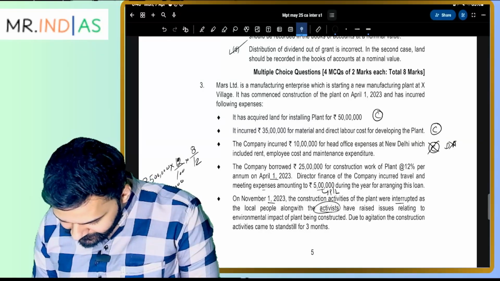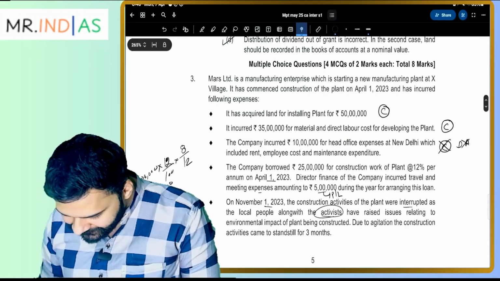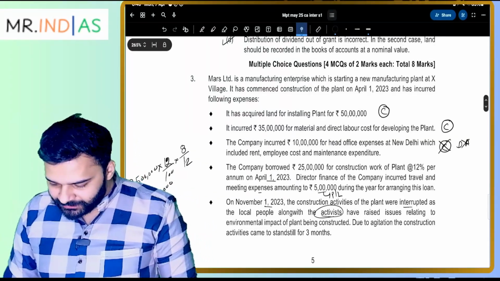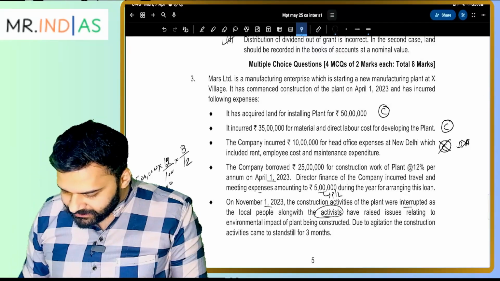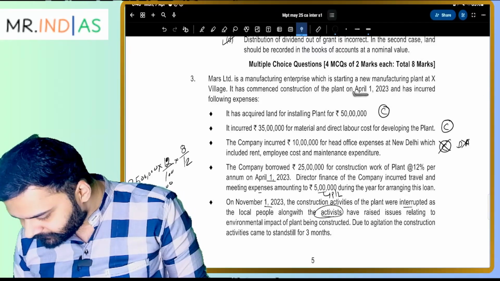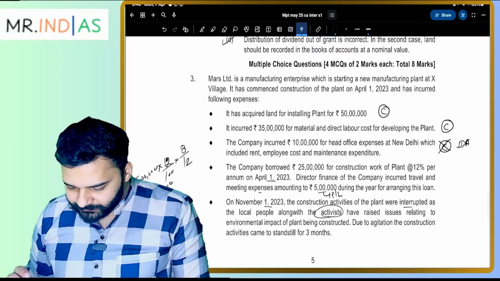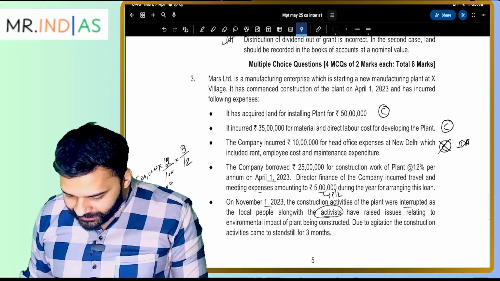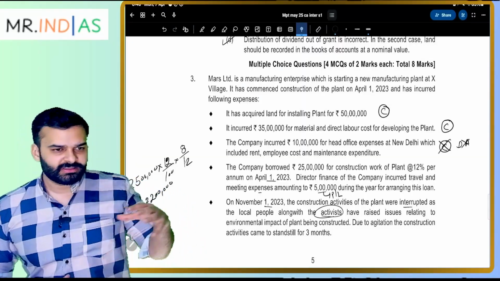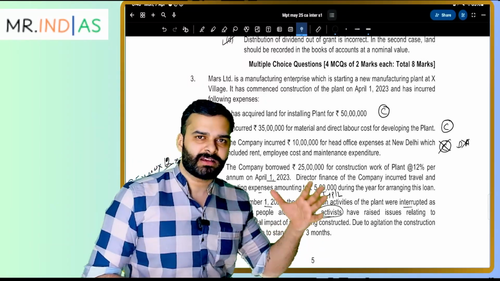Question number 3. Mars Limited is a manufacturing enterprise which is starting a new manufacturing plant at X village. It has commenced construction of the plant on 1st of April 23 and has incurred the following expenditure. It has acquired land for installing the plant for rupees 50 lakhs. So this is the question pertaining to Accounting Standard 10.